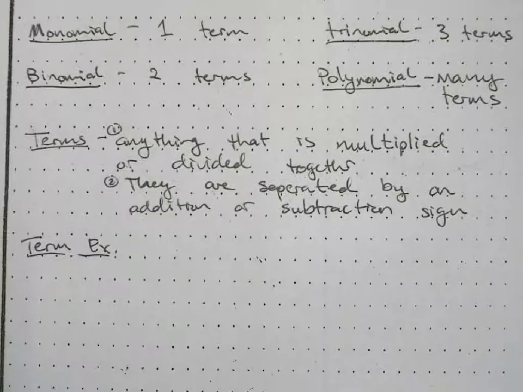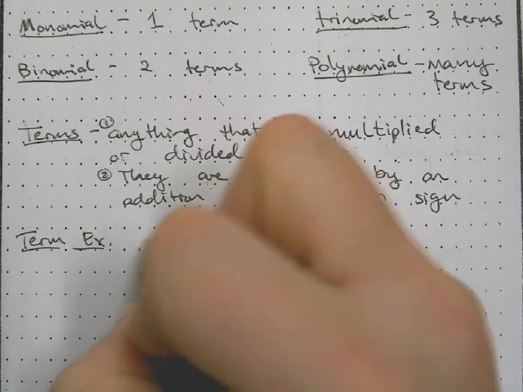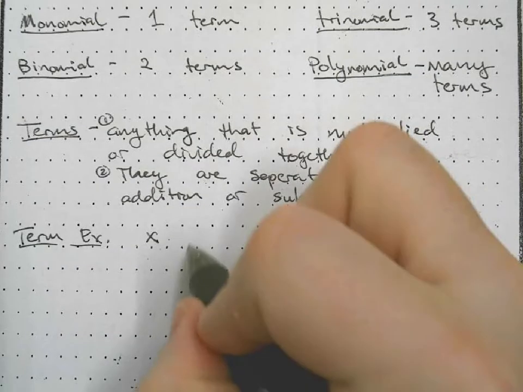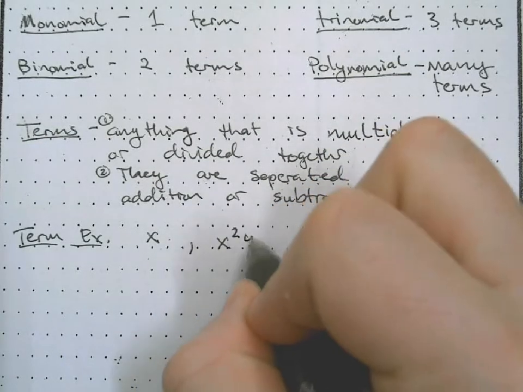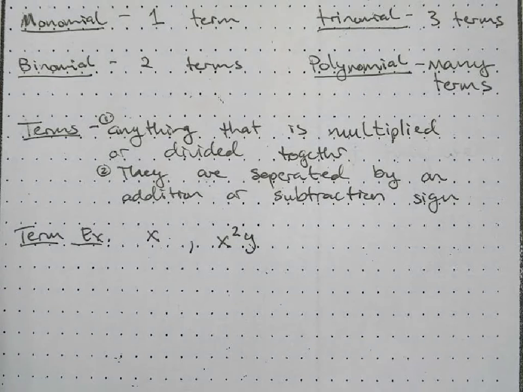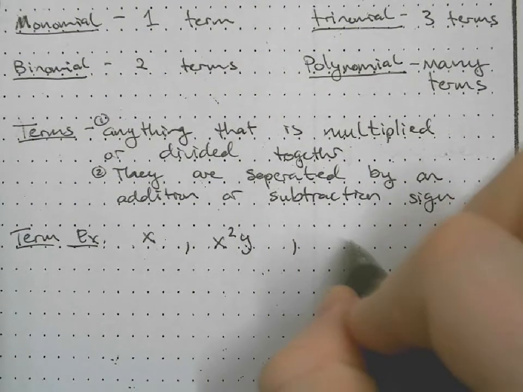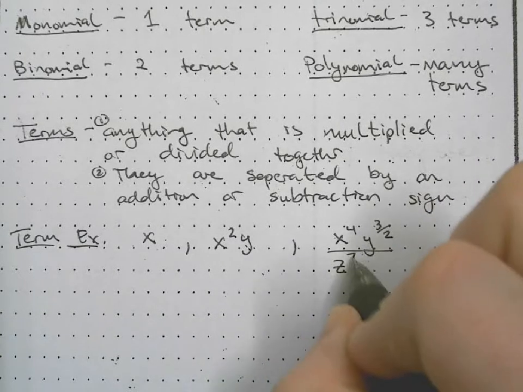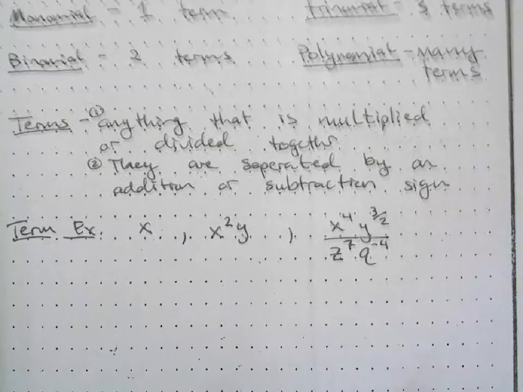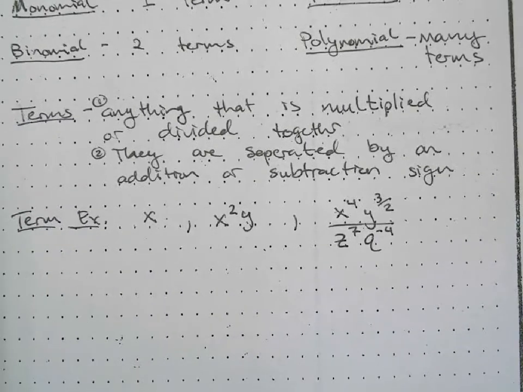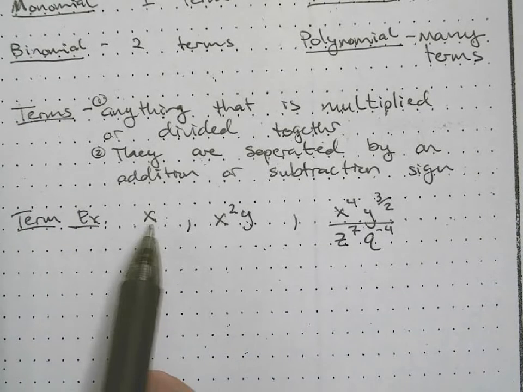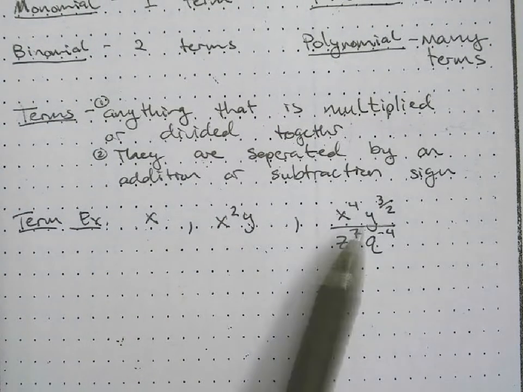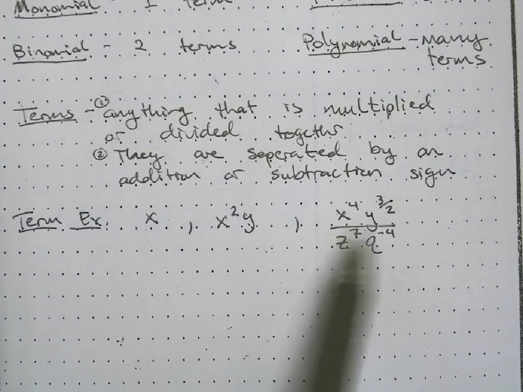So I just want to show a couple of term examples. So something like x is a term. Or we could have x squared times y. That's a term. Or we could have x to the fourth times y to the 3 halves divided by z to the seventh q to the negative 4. That is one term. The terms can be very simple, or they can be very complicated. The only thing you need to create a term is multiplication or division.